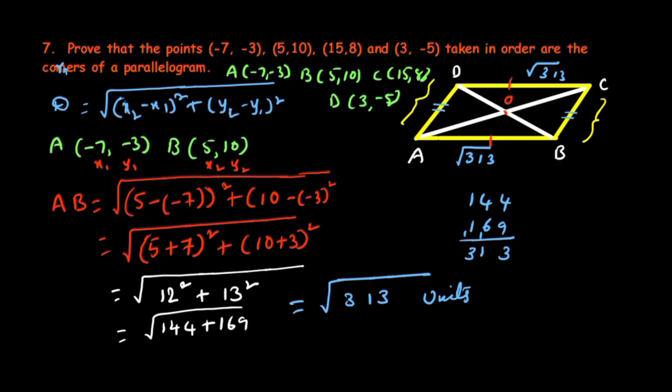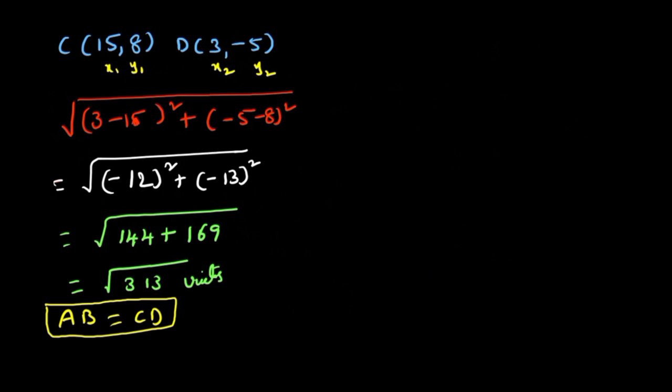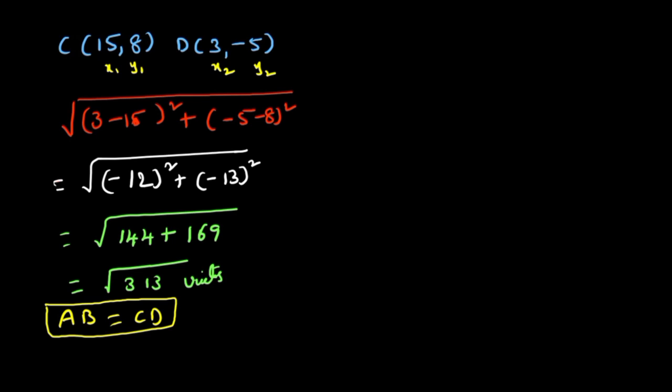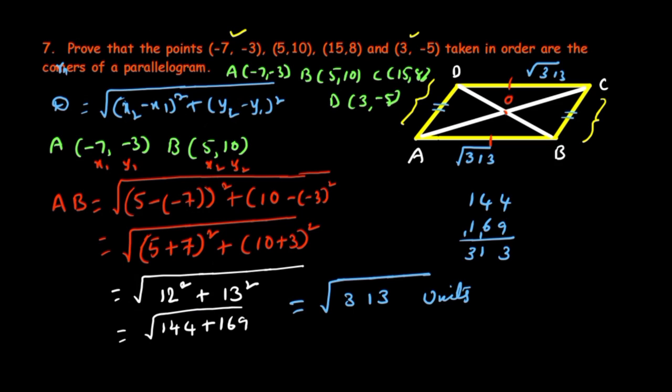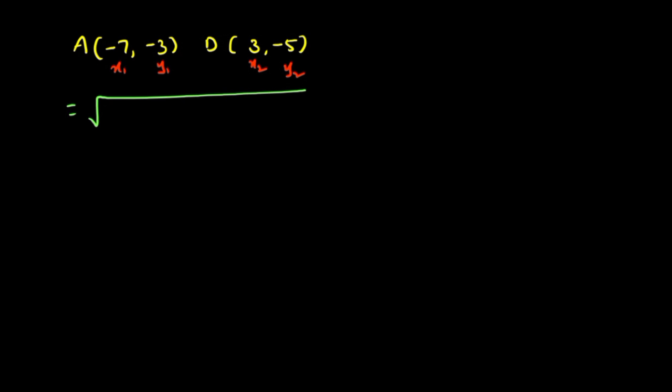So A is here minus 7 minus 3 and D is 5 minus 3. Once again, A is minus 7 minus 3 and D is 3 minus 5. So again we take this as x1, y1 and this as x2, y2. Now the formula is root of x2 minus x1, so 3 minus of minus 7 whole square, plus y2 minus y1, this is minus 5 minus of minus 3 whole square.